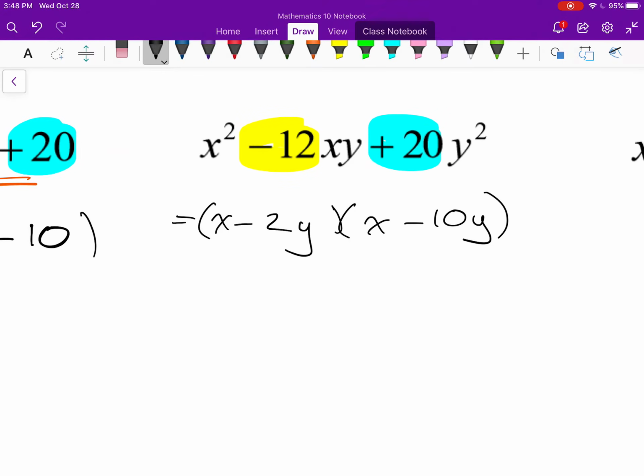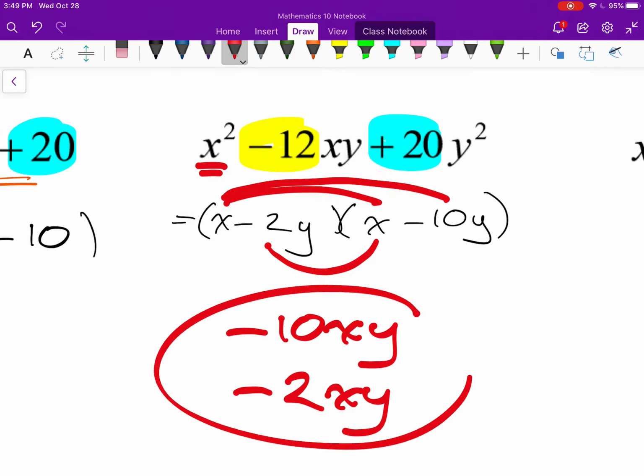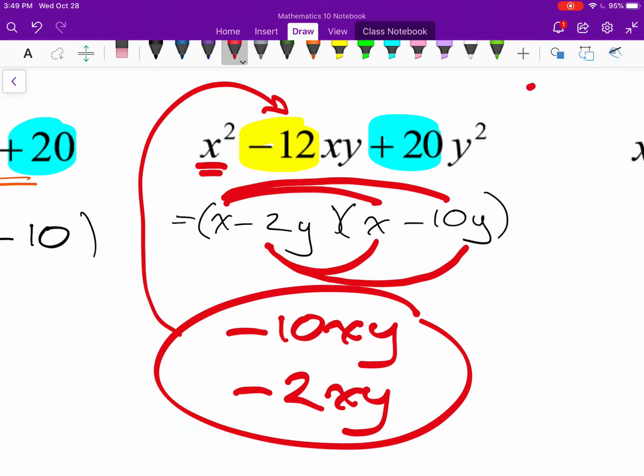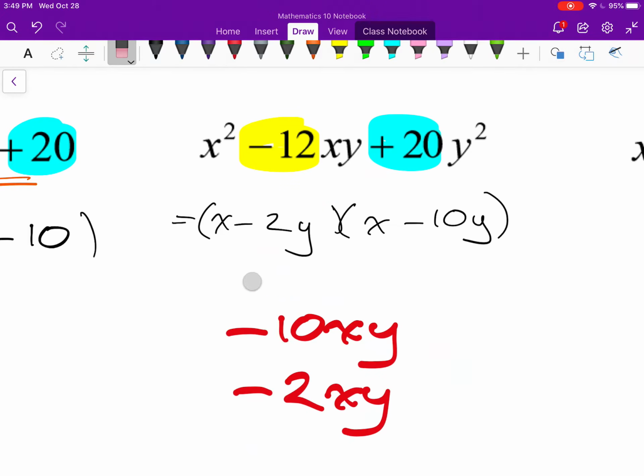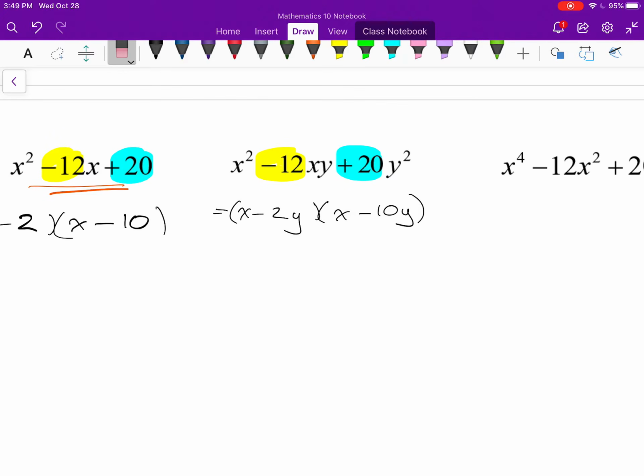And again, if that seems kind of surprising, well, let's FOIL this out. x times x is x squared. x times minus 10y is minus 10xy. Negative 2 times x is negative 2xy. Put these together, you get negative 12xy. And my last step, negative 2y times negative 10y is positive 20y squared. And so not that I really want you to FOIL this every single time, but if you're ever unsure, or if you have to make a guess, you can always check.